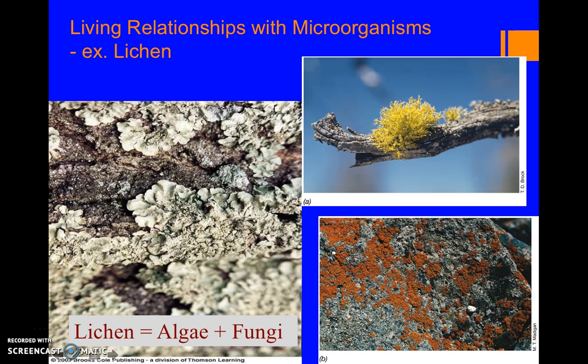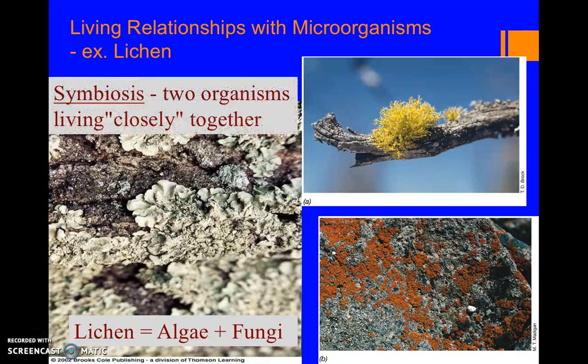Living relationships with microorganisms have particular terms with definitions that we use in biology. Here's an example of some lichen. Lichen are actually two different microorganisms living together in what we would describe as a symbiotic relationship.